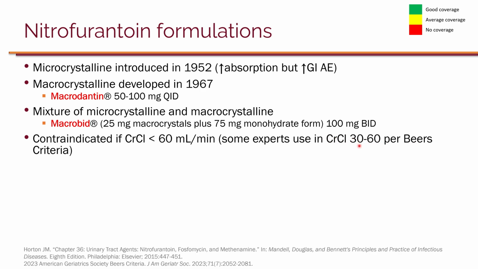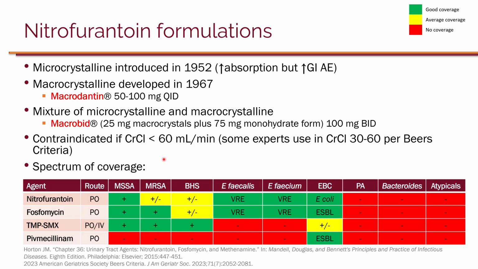Now, here's how the spectrum of coverage of nitrofurantoin compares to some of the other oral agents. So nitrofurantoin is active against MSSA. It may or may not be active against MRSA, so it has to be tested. It is good against VRE and has excellent activity against E. coli, so the resistance is pretty rare. However, if it is an ESBL producing E. coli, it is likely to be resistant to nitrofurantoin as well.